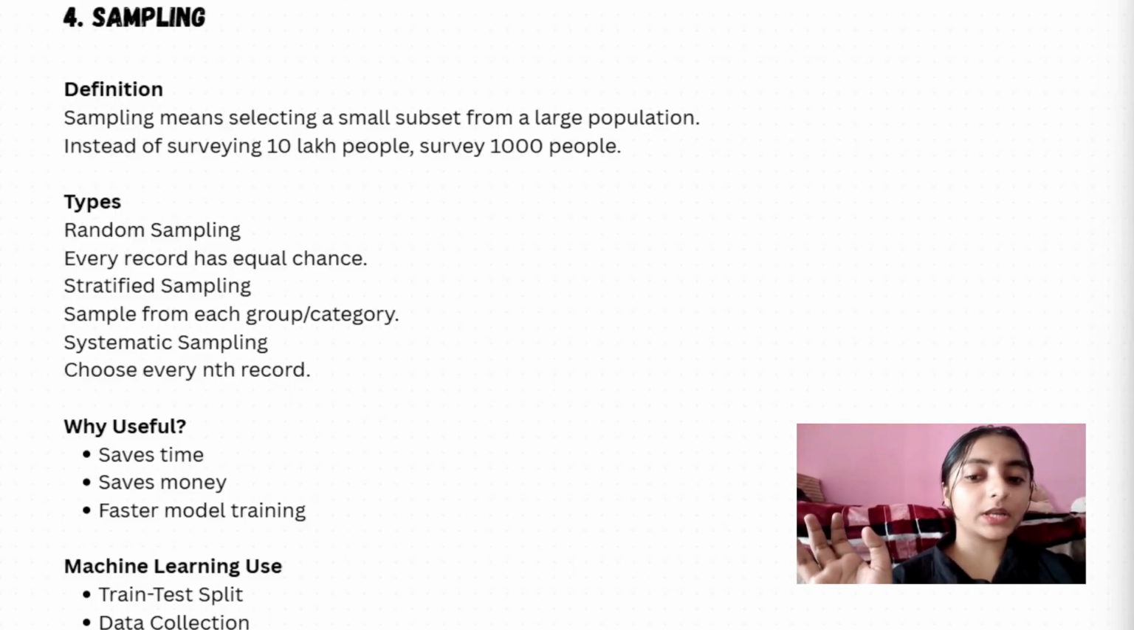In stratified sampling, we divide data into groups and take samples from each group. So we have this data set, we divide it into groups, and we take samples from each group. For example, if we have 50 boys and 50 girls students, we take 10 boys and 10 girls equally, and this ensures every group is represented. For example, in college we have groups, right?